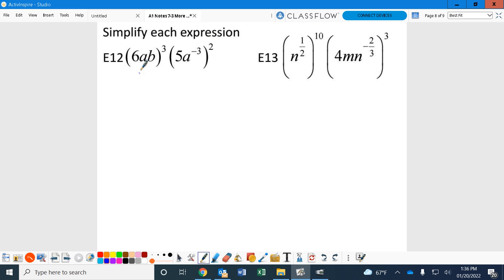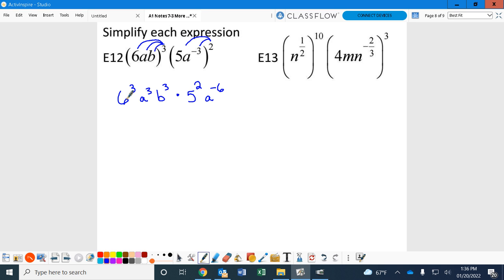So, when you deal with this, we got to take the 3 and put it across. That's going to make it 6 to the 3rd, a to the 3rd, and b to the 3rd. On this side, we're going to have to take that 2 and put it across to everything. That's going to make it 5 to the 2nd, and a to the negative 6th. Guys, grab your calculators, because you need to do this all at one time. You will do better if you do this.